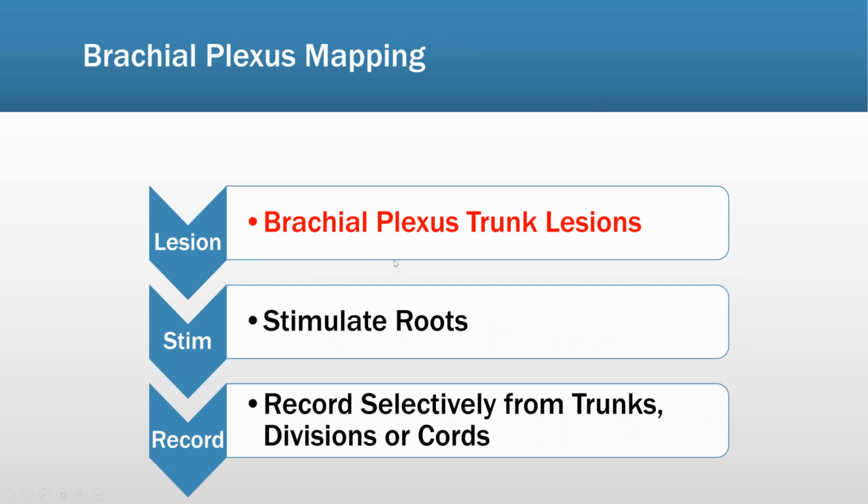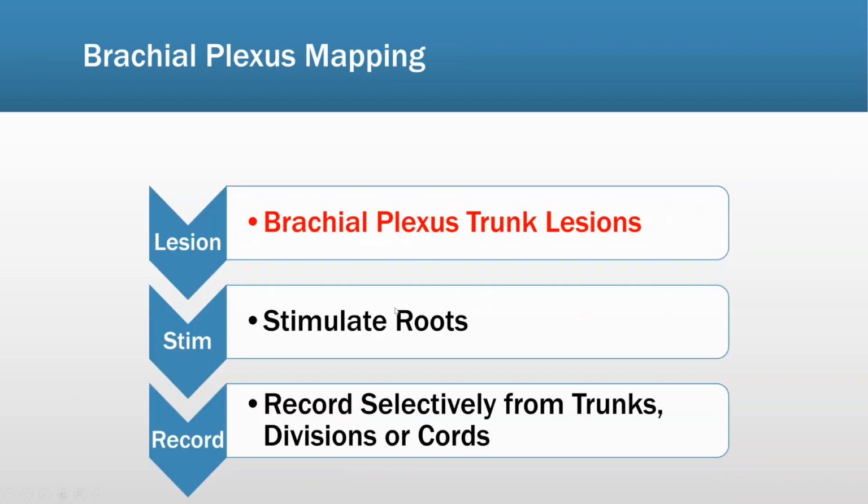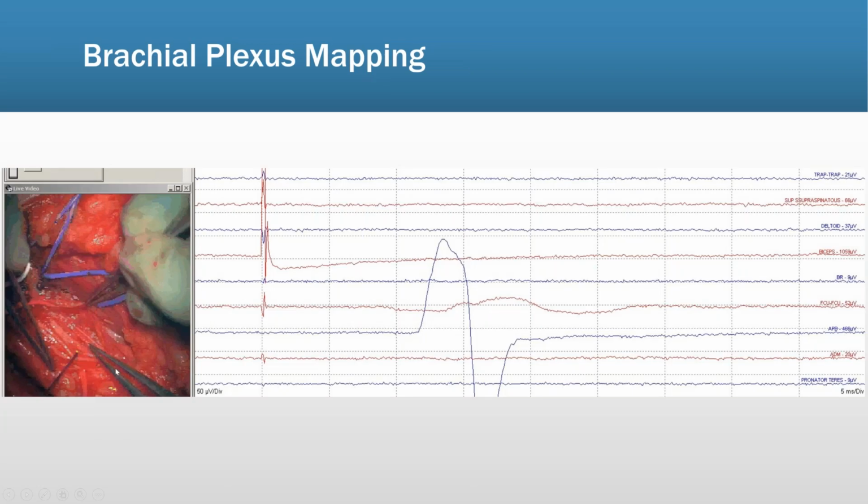So if you're doing brachial plexus trunk lesions, we stimulate the roots. In patients with brachial plexus trunk lesions, we stimulate the roots and record selectively from the trunks, divisions, or cord. And depending on which nerve is intact, the surgeon does the nerve grafting. So this is one of the surgeries.